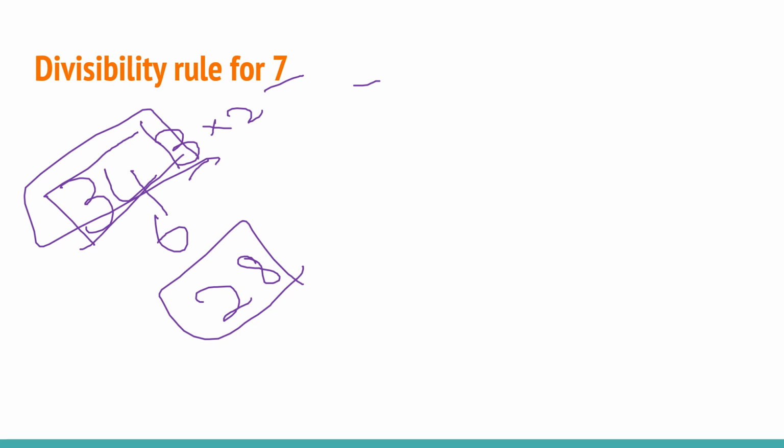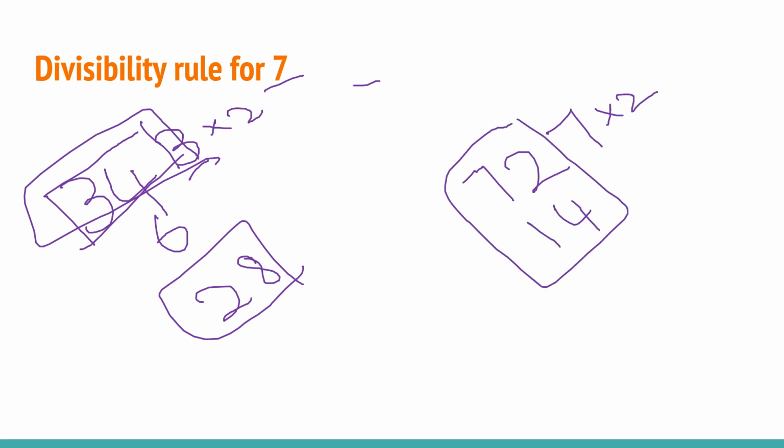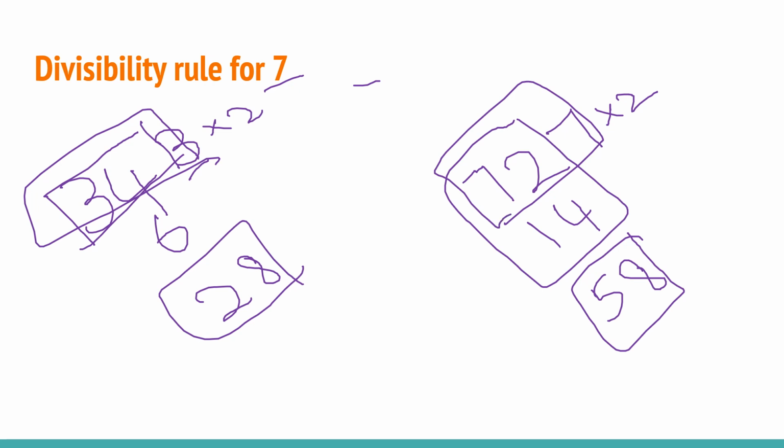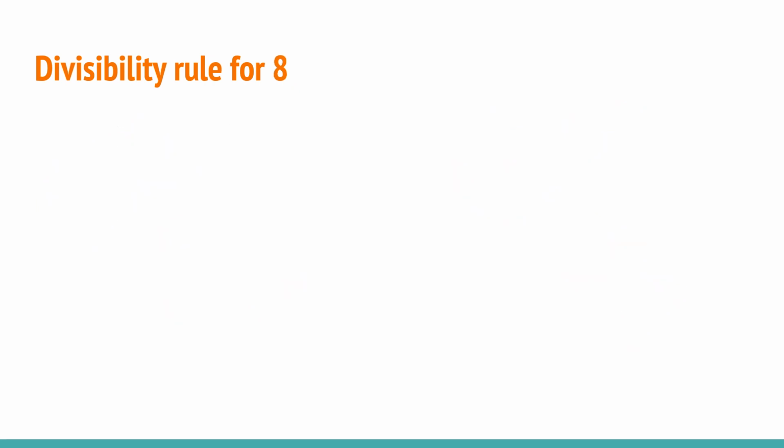Let us check it for some other number, 727. Multiply 7 by 2, we get 14. So 72 minus 14 gives 58. We know that 58 is not divisible by 7. Therefore 727 is not divisible by 7. Now let us move on to the next question.